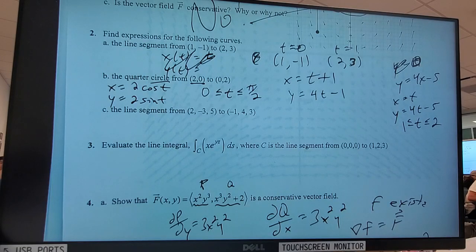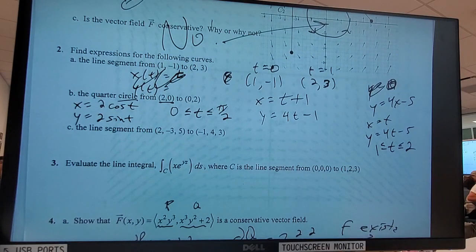I don't understand, x equals 2 cosine t and y equals 2 sine t. What is the equation of a circle? x squared plus y squared equals r squared. So in this case, it's x squared plus y squared equals 4, right? If you let... let's see.